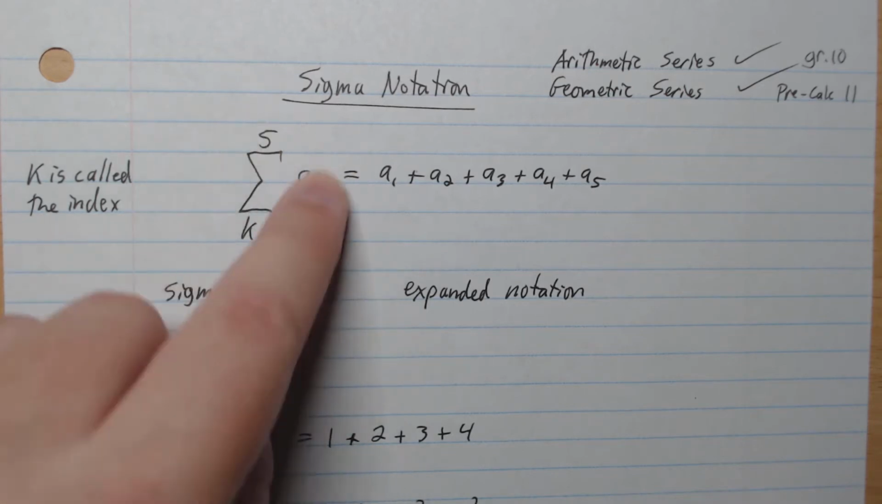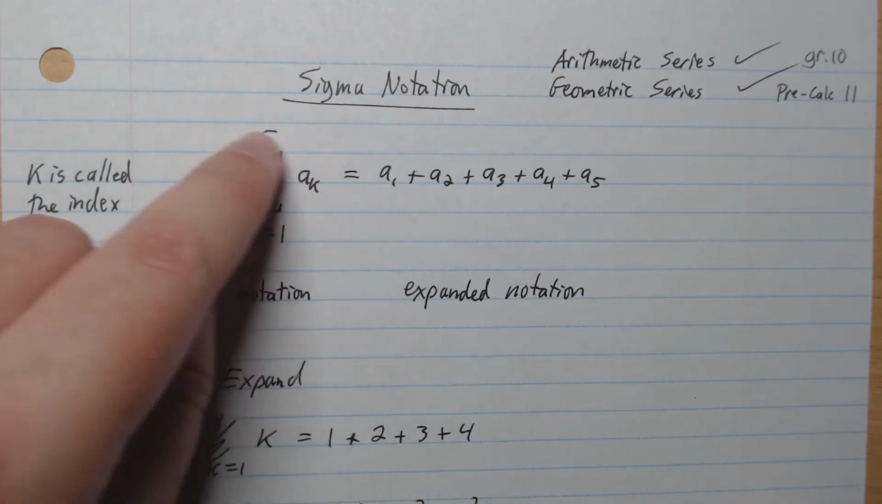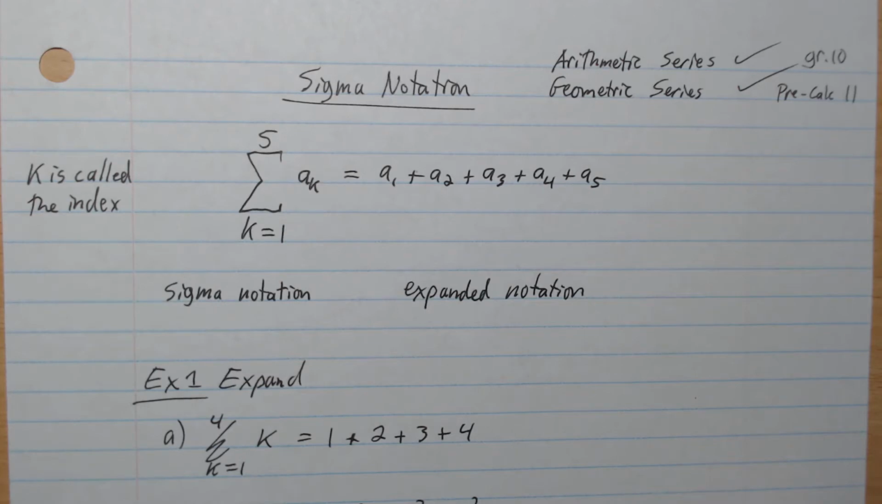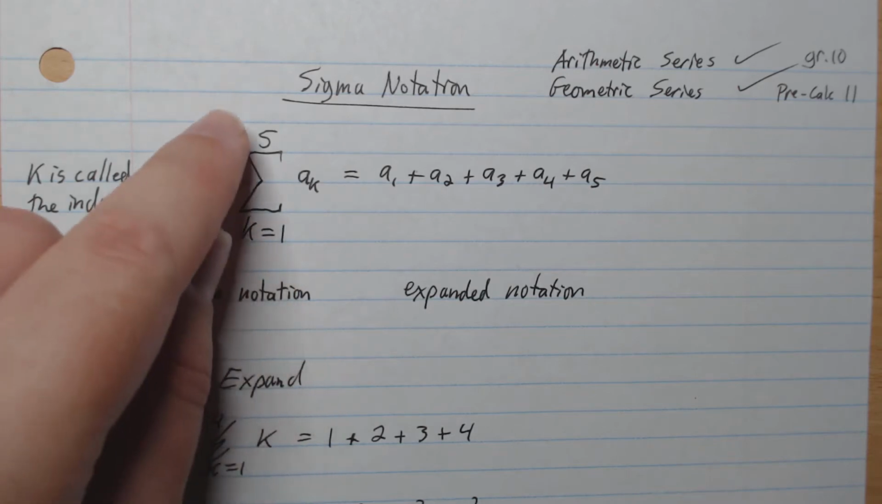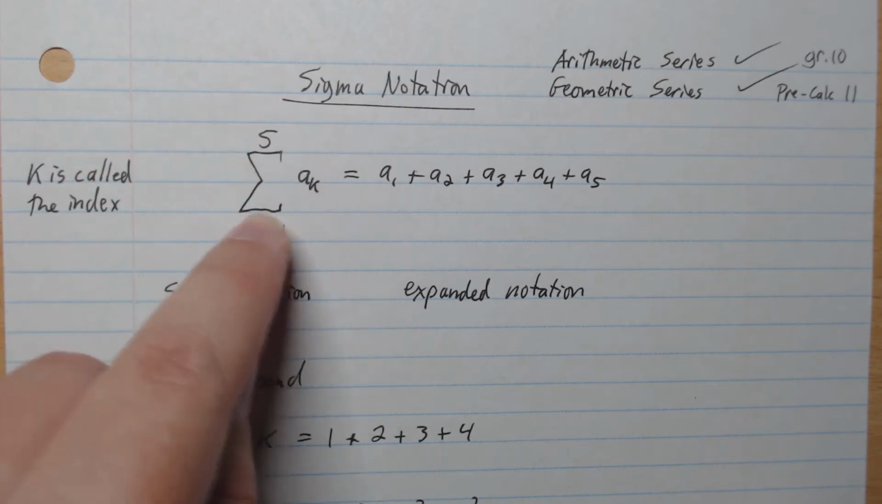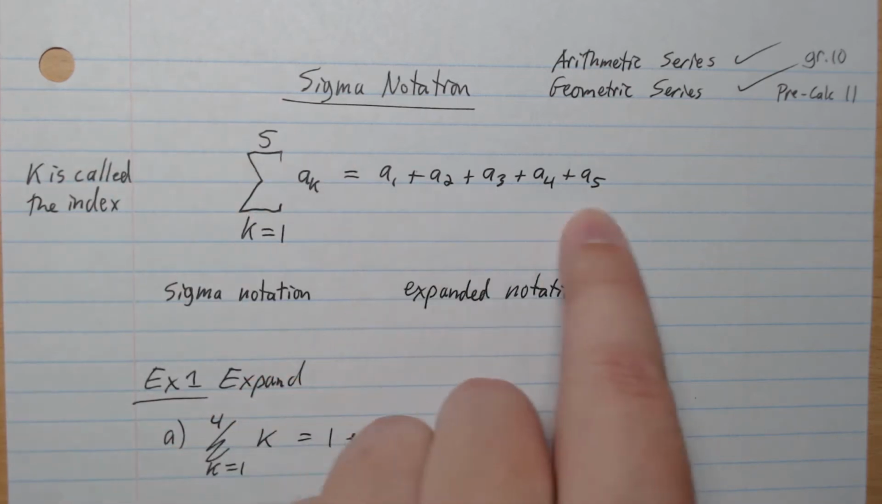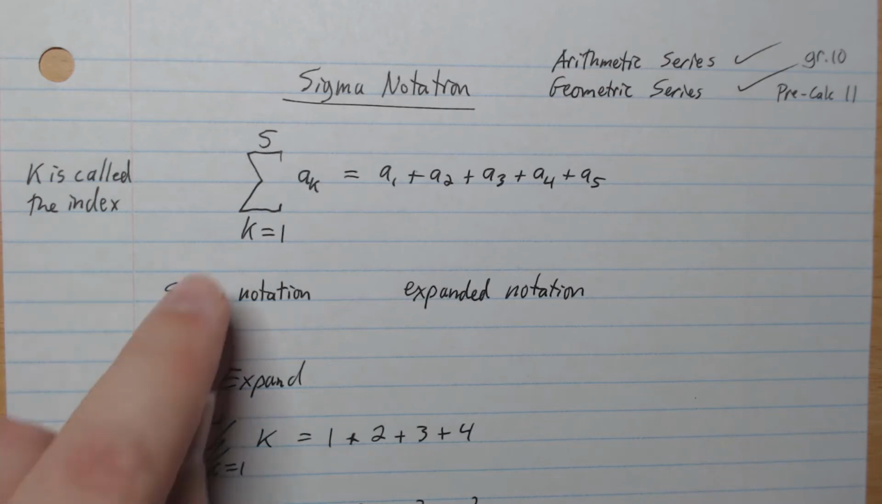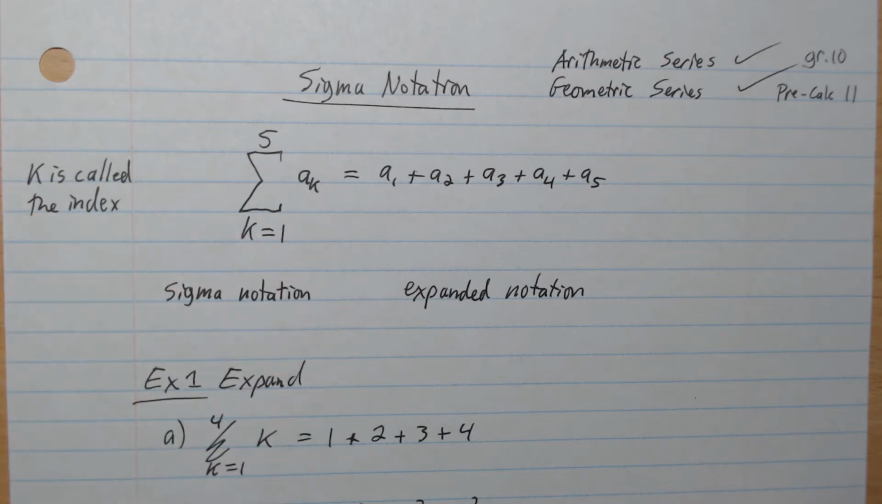So here we have sigma notation. This letter here is sigma. And we're going to go from k equals 1 to 5. And all of this together is called sigma notation, versus expanded notation like that. And this k value is called the index.